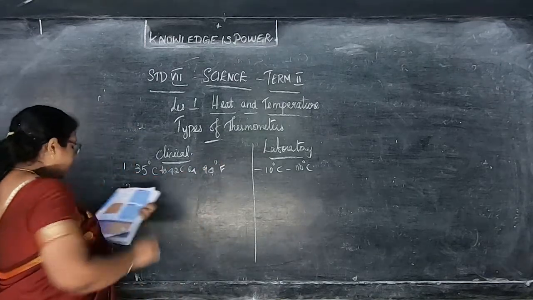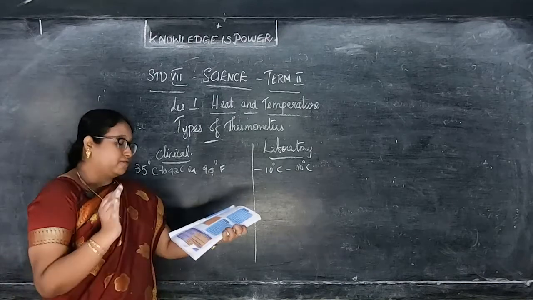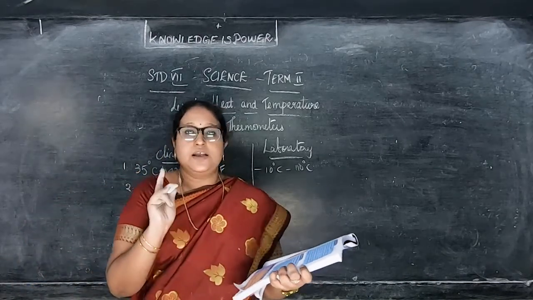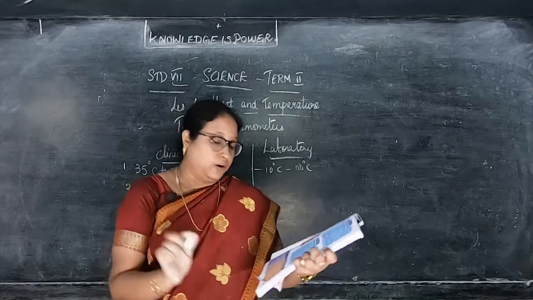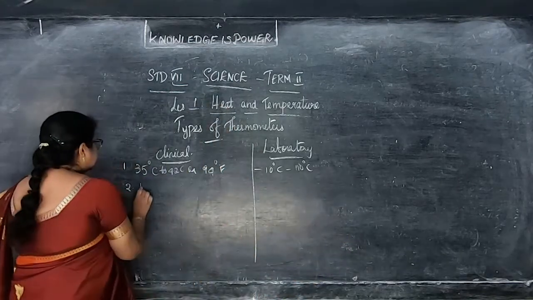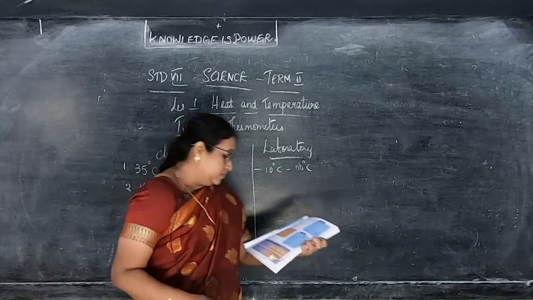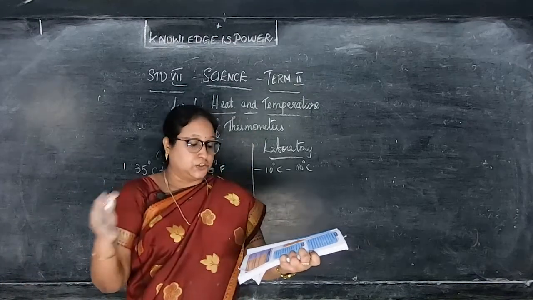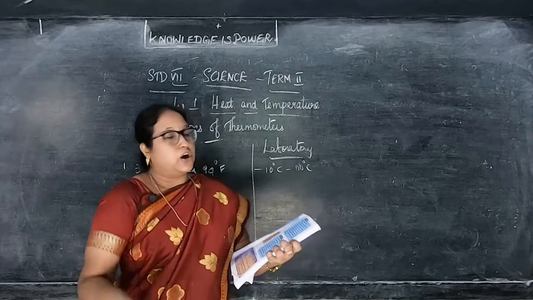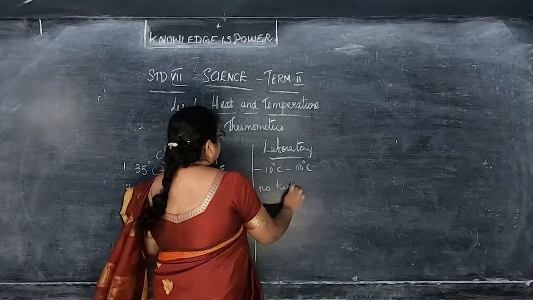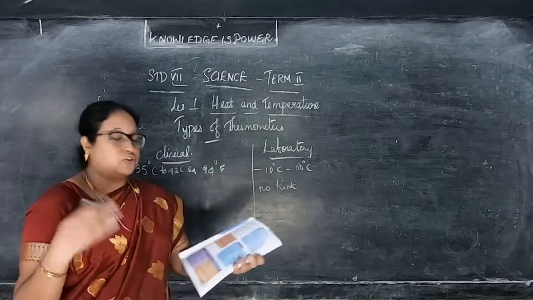Okay children? Next, the mercury level does not fall on its own as there is a kink near the bulb. So you have a kink in the clinical thermometer to prevent the fall of mercury. There is a kink near the bulb. While in the laboratory thermometer, what happens? There is no kink present, so it falls down on its own.